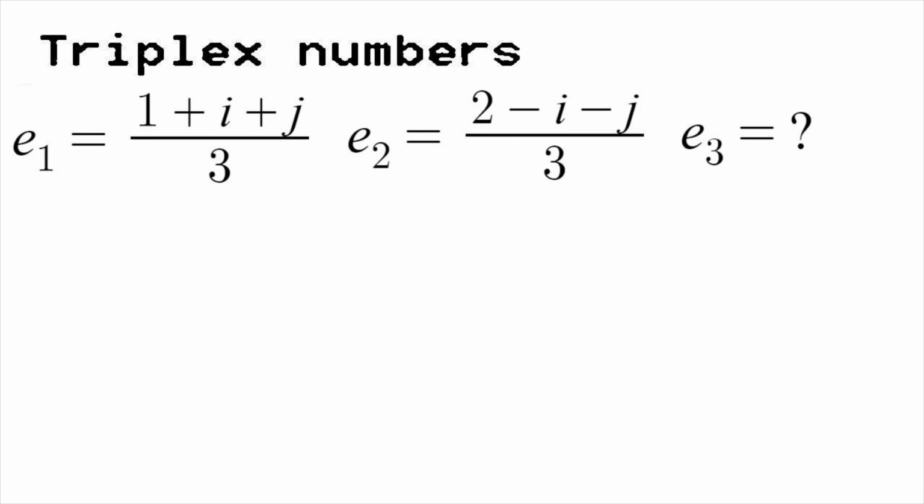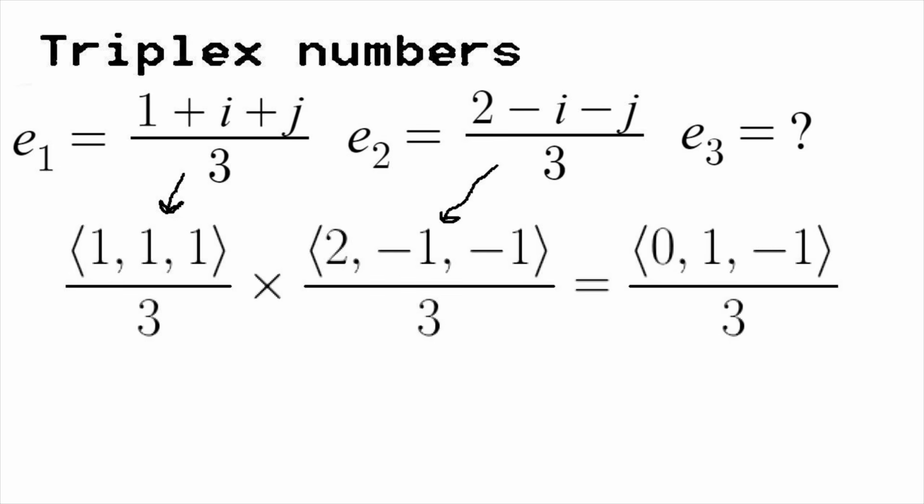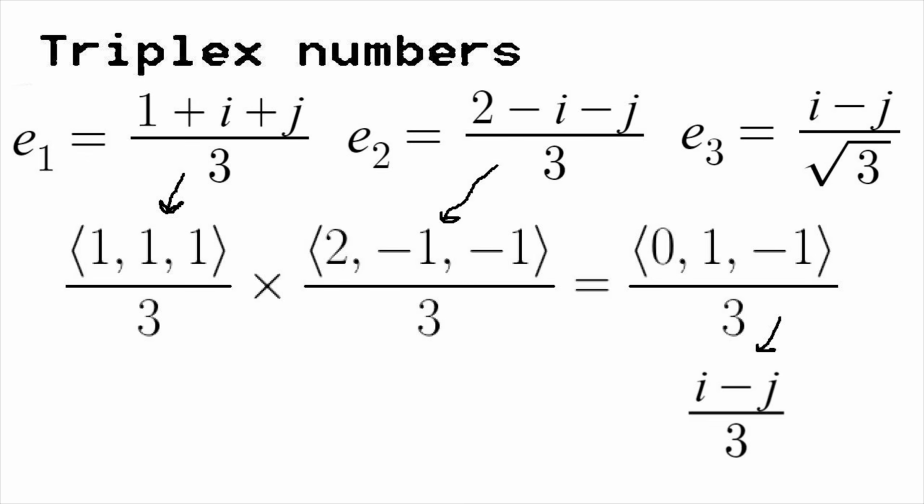To proceed, imagine for a moment that numbers are vectors. That is, E1 and E2 would be thought of as (1, 1, 1)/3 and (2, -1, -1)/3 respectively. These two vectors are orthogonal to each other, so we'll probably want the third component to be orthogonal to the first two. To get such a vector, we'll take the cross product of E1 and E2. Converting back to a number gives (i - j)/3. With this in mind, I'm going to let E3 equal (i - j) over the square root of 3 for reasons that will become apparent in a moment.